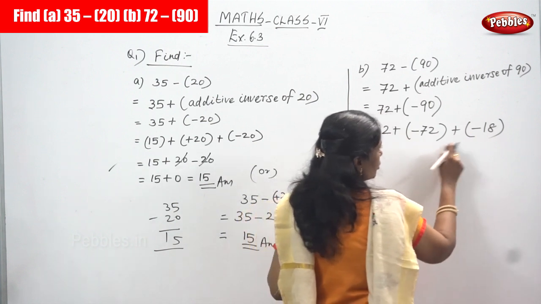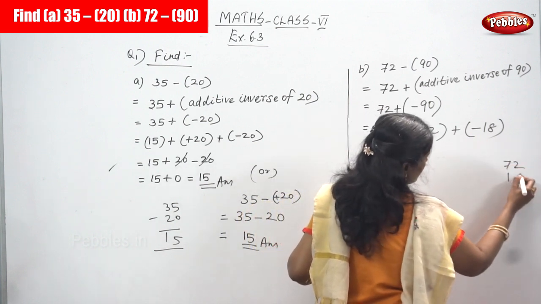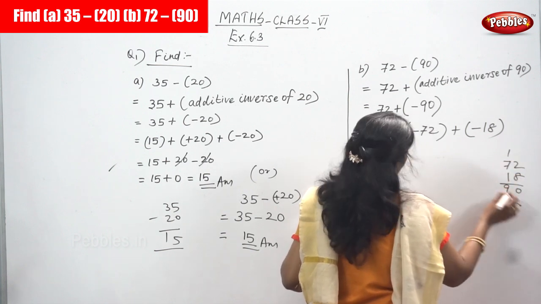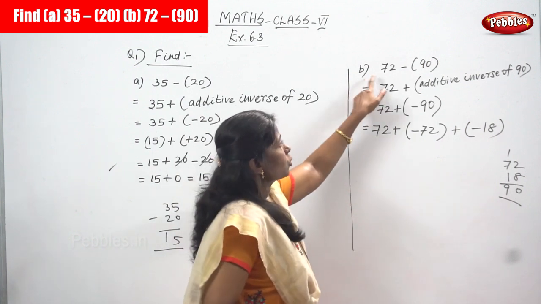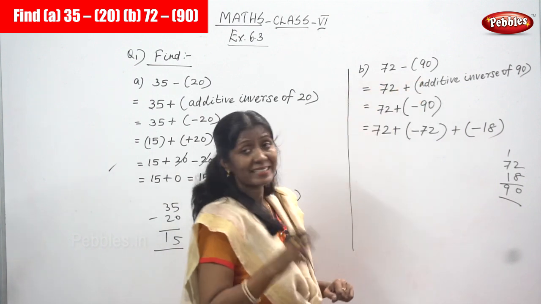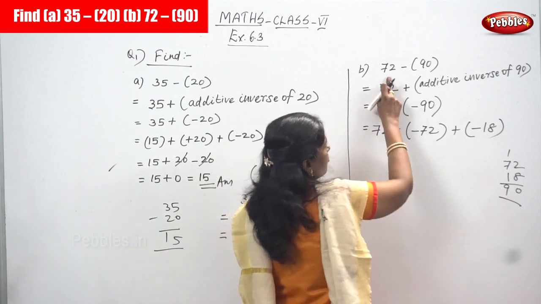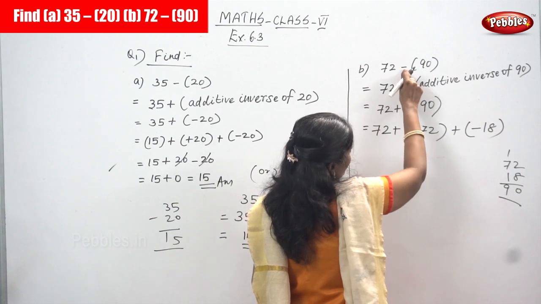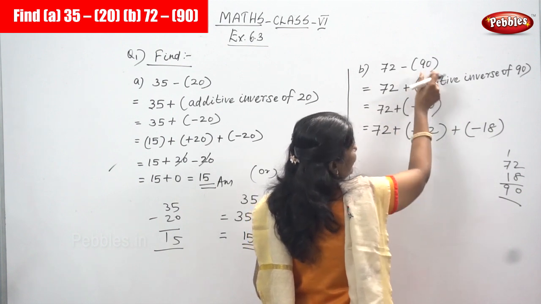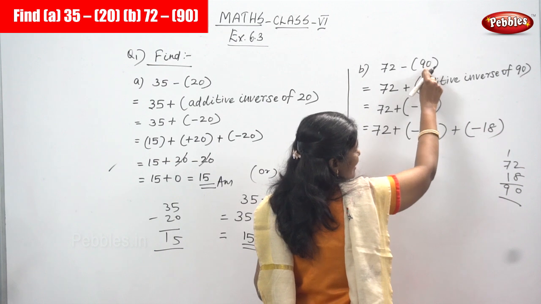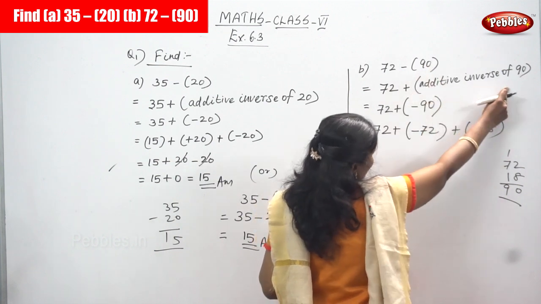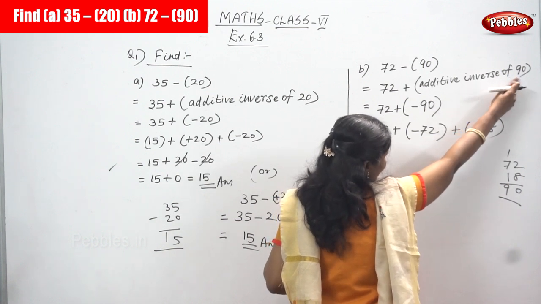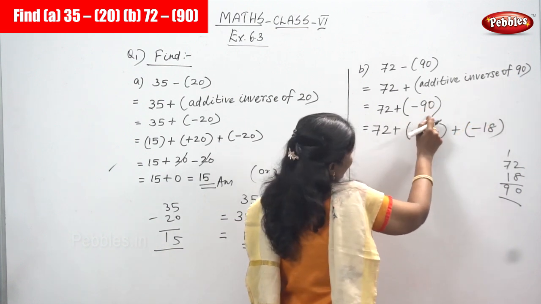So minus 72 minus 18, you just check it: 8 plus 2 is 10, and 7 plus 1 is 8, plus 1 is 9, so 90. I'll repeat once again: 72 minus 90. 90 is a positive integer, so you have to subtract. So 72 you write as it is, this negative sign becomes positive, then within the bracket the number given is the positive integer 90. So the additive inverse of 90 is nothing but you change this positive integer 90 to negative, that is minus 90.